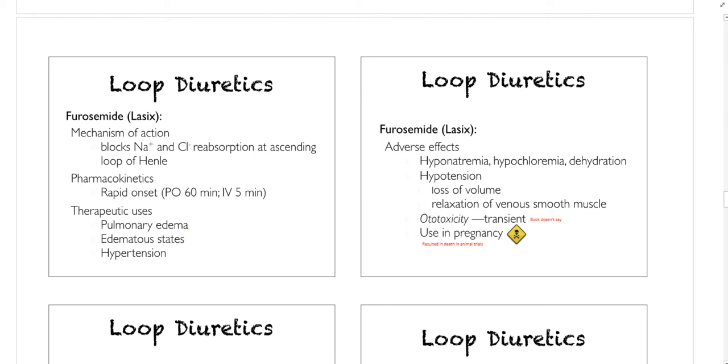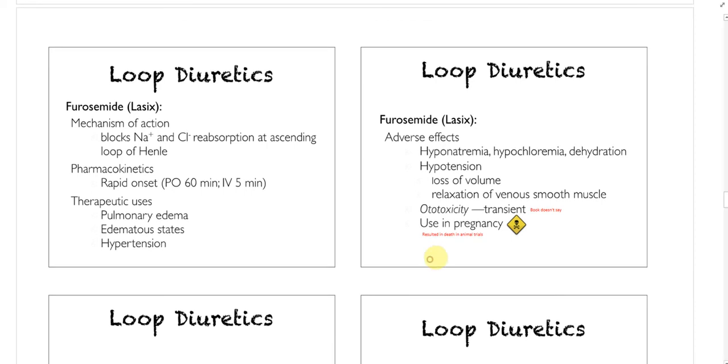So of course we've got a bunch of electrolyte issues with using loop diuretics. We can get hyponatremia because we're releasing a lot of sodium, hypochloremia because we're releasing some chloride, and dehydration, losing a whole bunch of fluid, which means we could lose too much and become hypotensive.